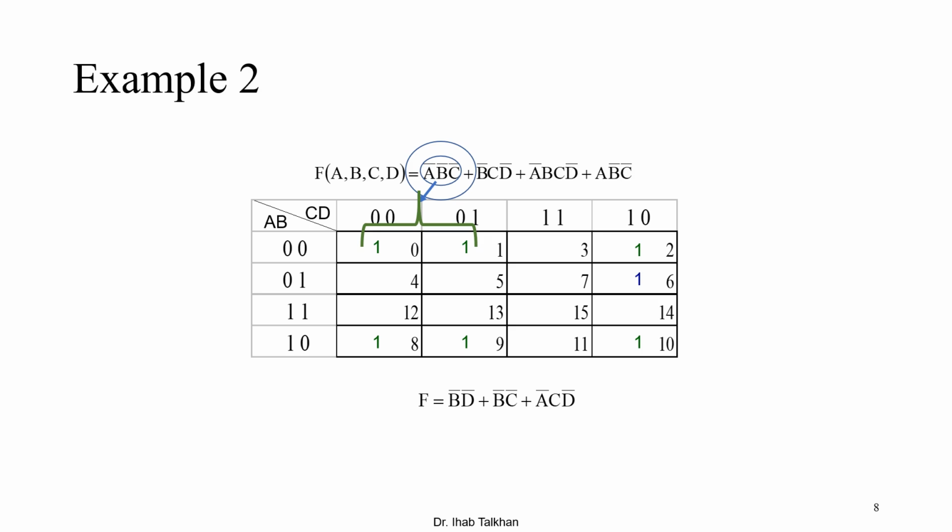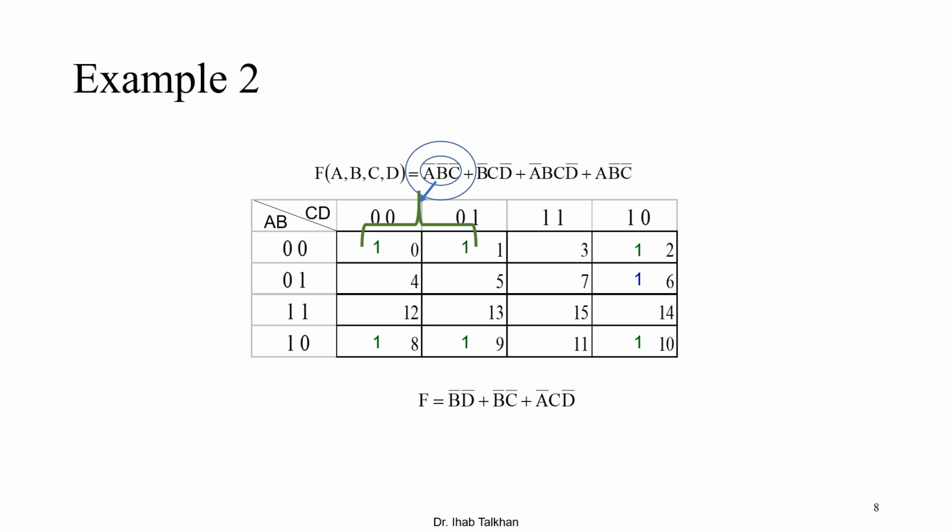The last term A B bar C bar. A B bar is the last row where A equal to 1 and B equal to 0, and you have C bar represented by the first two columns with C equal to 0. So the intersection between the horizontal and vertical lines is actually cell number 8 and cell number 9. So the ones that are representing the term A B bar C bar are cell number 8 and cell number 9. Now what we did, we just mapped and filled the positions of one inside the K-map.